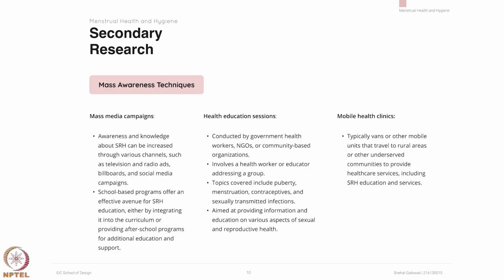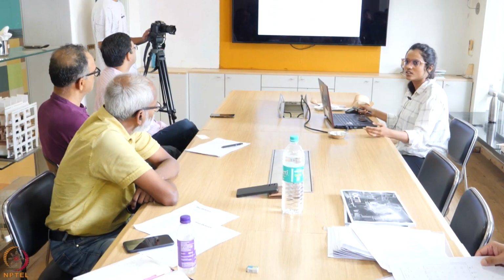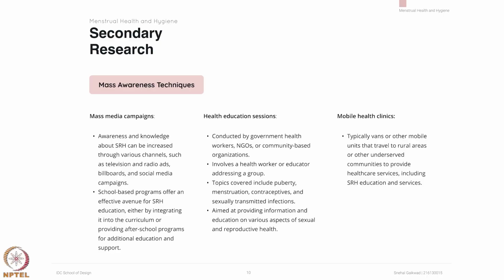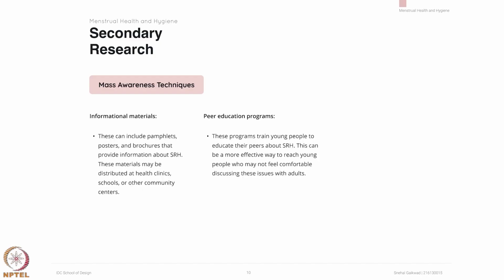What are the mass awareness techniques that are being implemented right now? So what are mass media campaigns? Then health education sessions arranged by NGOs and other organizations. Then there are mobile health clinics which run in remote places in rural areas. Then there are various informational materials like the Sabla scheme and pamphlets and booklets provided by the government.